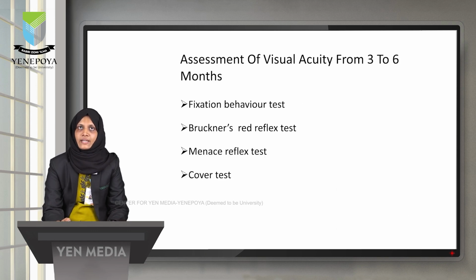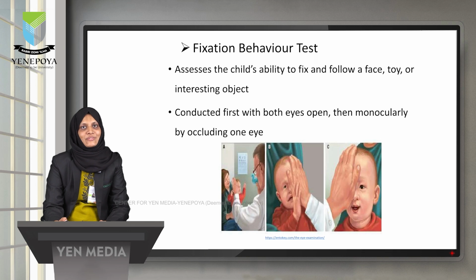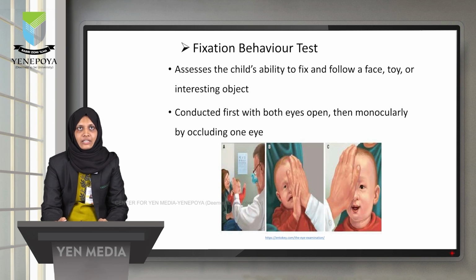Next, moving into assessment of visual acuity from 3 to 6 months. In this time period, the child develops the ability to fixate, and they start to fixate on a moving object. So in addition to the above mentioned tests, these tests are very useful: fixation behavior test, Bruckner's red reflex test, Hirschberg's reflex test, and cover test. So let's go through one by one. Moving to the first test, it is the fixation behavior test.